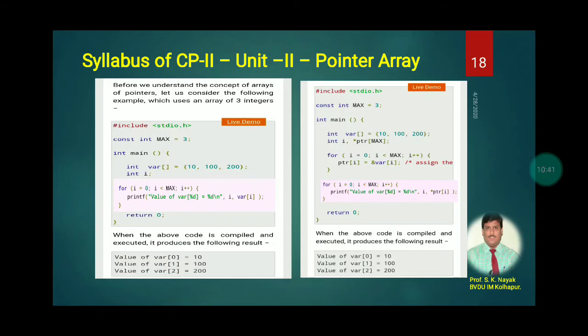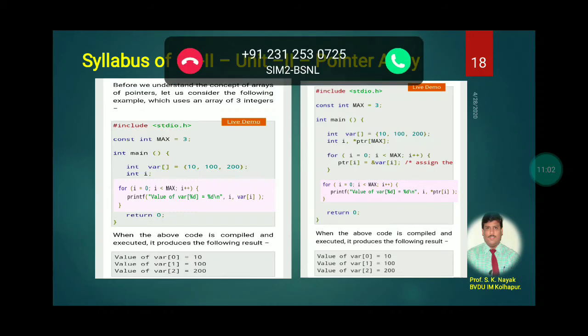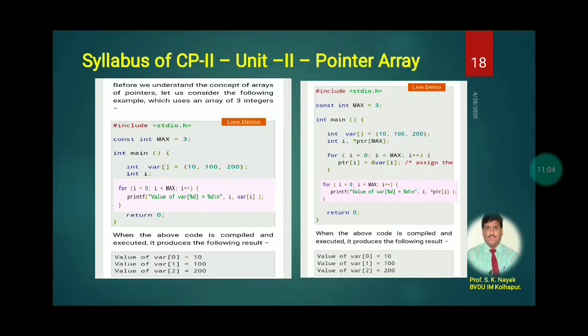Here we have two slides again, left and right side slides. First we will discuss the left side slide. Before we understand the concept of array of pointers, let's consider the following example. What is the example here? It has include stdio.h, now constant int max equal to 3. In this particular slide we are using a variable max which is constant and integer type, and that is 3.